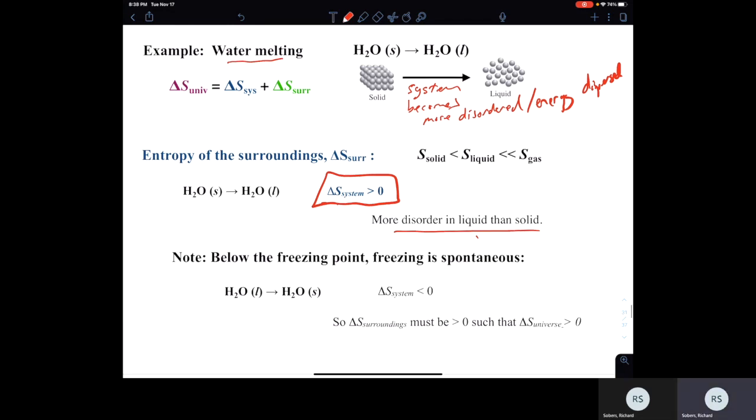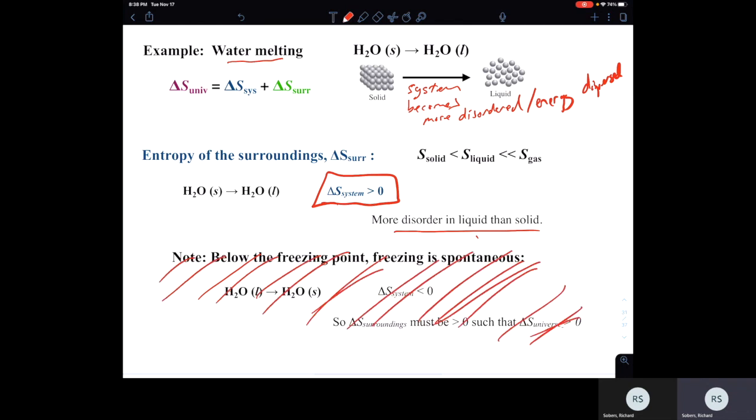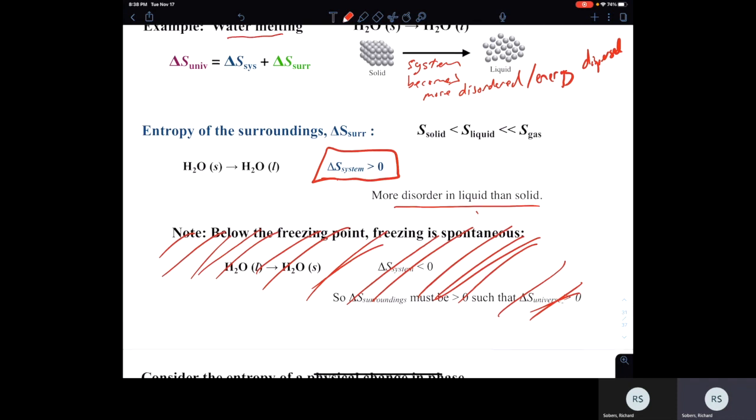I have a typo here. This is wrong here. Let's ignore this down here. Just ignore this. I had a typo in there and I meant to change that and I forgot. So just ignore that for right now. I apologize. So delta S for the system, if melting occurs, it's going to be positive because we're getting more disorder, more dispersal of energy.